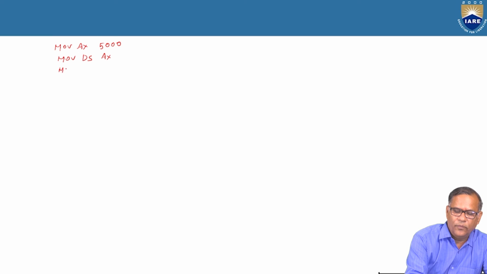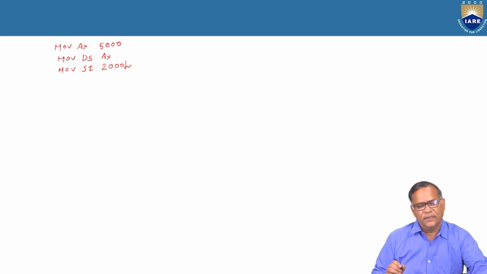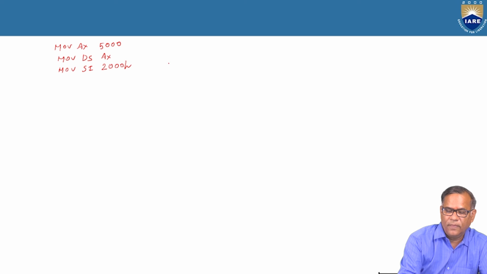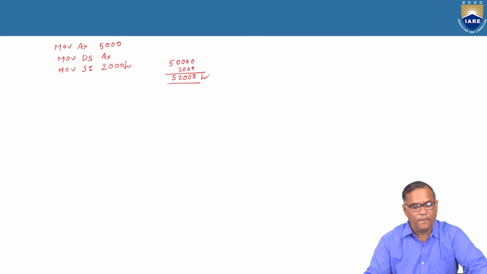Next, move SI, 2000H. That means 2000H is moved to the SI register. So what is the physical address I am going to get here? The physical address is 500, and one more 0 is added by the bus interface unit in the 8086 microprocessor, and to that the offset address 2000 is added. So the 20-bit physical address is 52000. So this is a 20-bit physical address.